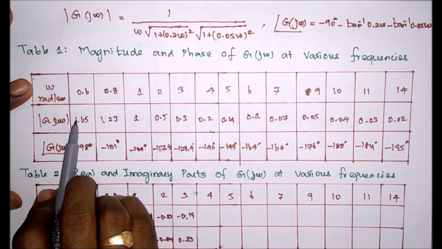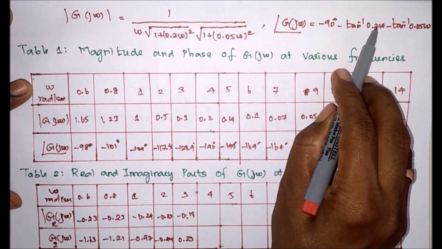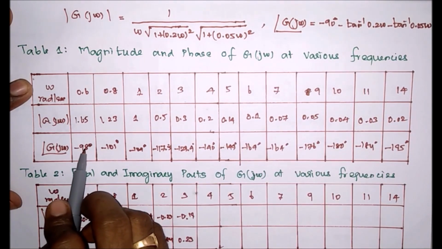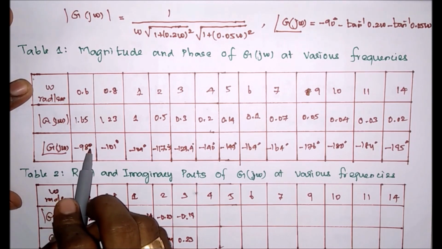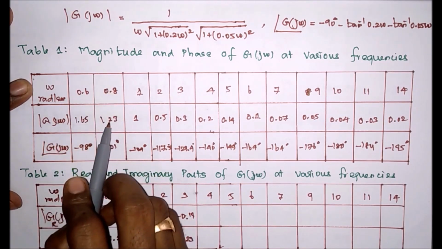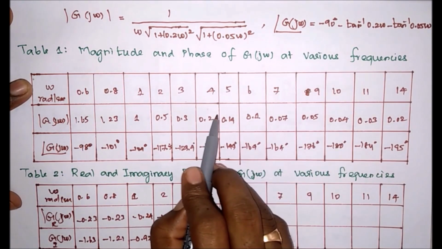We will get magnitude equal to 1.65. The same omega value, by substituting into the angle equation, we will get the corresponding angle equal to minus 98 degree. Similarly, like this for various values of omega, we have to find the magnitude and angle from these two equations.